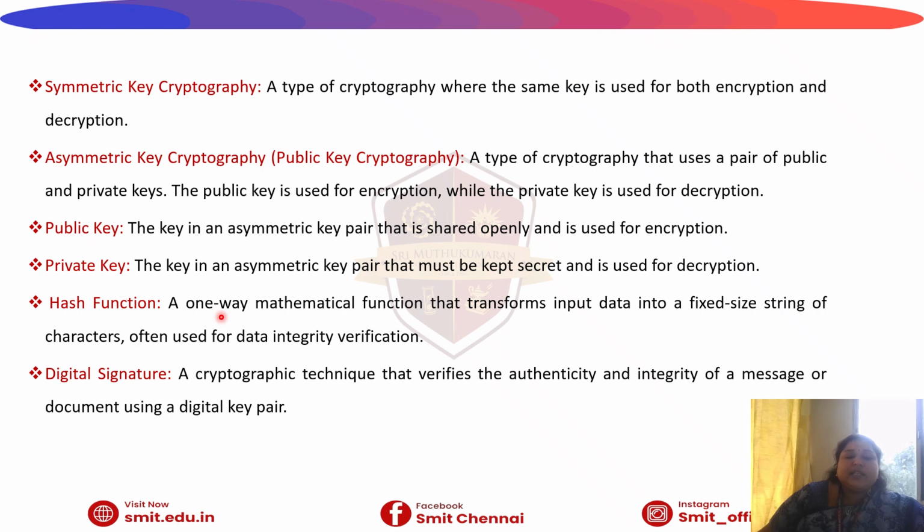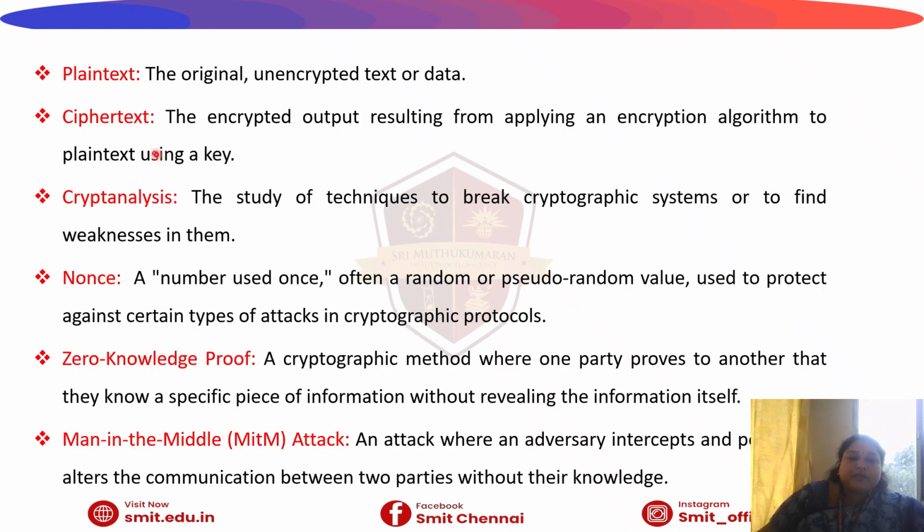And the next one is digital signature. A digital signature is used for authentication, and the integrity of the message is also checked by using the digital key pair. Next one is plain text. Unencrypted text or plain data is called plain text, and encrypted data is called ciphertext. Cryptanalysis is the study of techniques to break cryptographic systems and find their weaknesses.